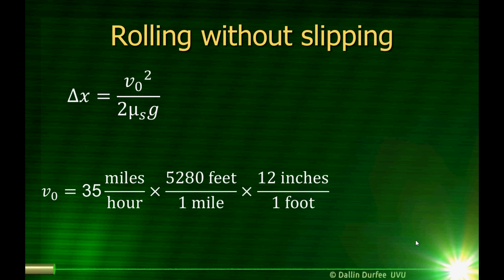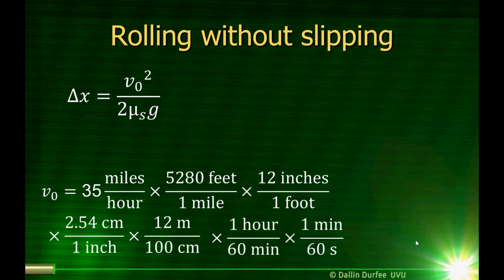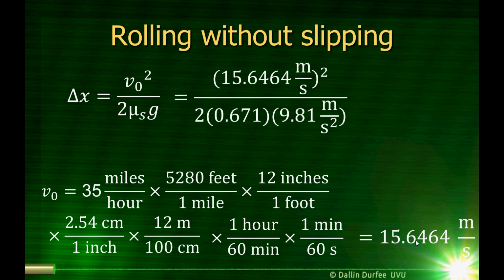We can plug in numbers, but first we need to know the velocity in SI units. So we'll take 35 miles an hour, multiply by a bunch of things to convert the distance to meters and the time to seconds, and we find that 35 miles per hour is 15.6464 meters per second. Then we just plug in all of our numbers, and we find our stopping distance is 18.6 meters. Now, once again, it could have been much longer if we had not applied the brakes so hard, because what we used was the maximum possible force due to static friction.